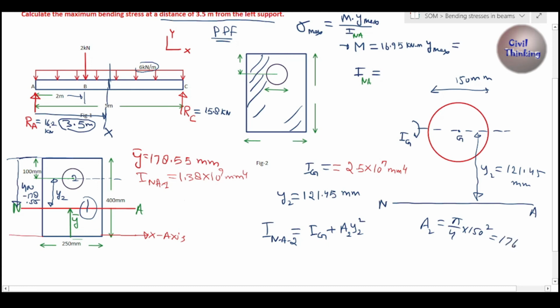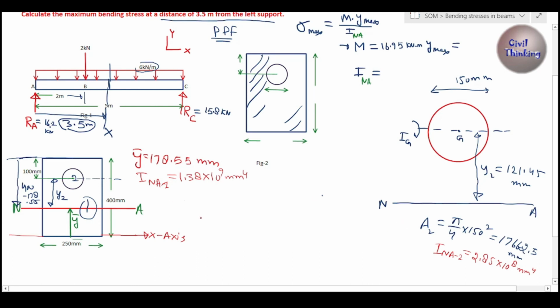How much is it going to be? 17662.5 mm^2. This is A2, 17662.5 millimeter square, right? Now y2 we know is 121.45, and this is Ig, which is 2.5 multiplied by 10 power 7 mm^4. Now when you solve all of this, you will get INA 2 equal to 2.85 multiplied by 10 to power 8 mm^4. So we get I neutral axis of second, 2.85 multiplied by 10 to power 8 mm^4.